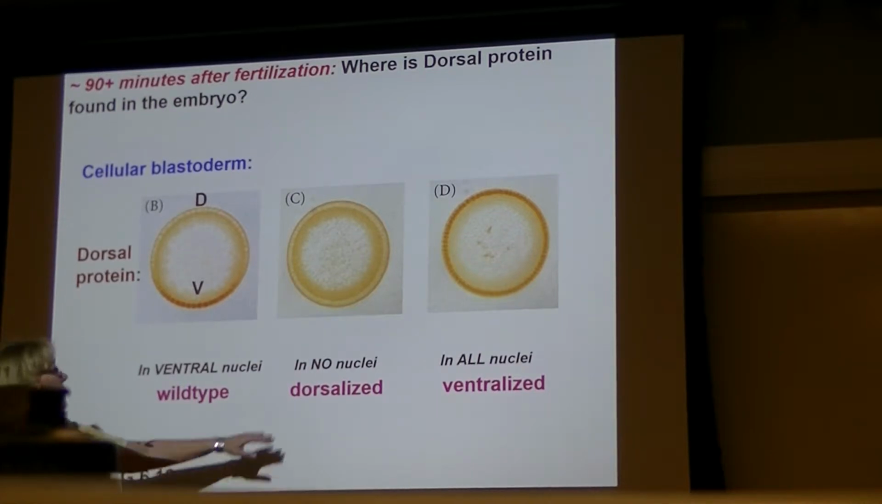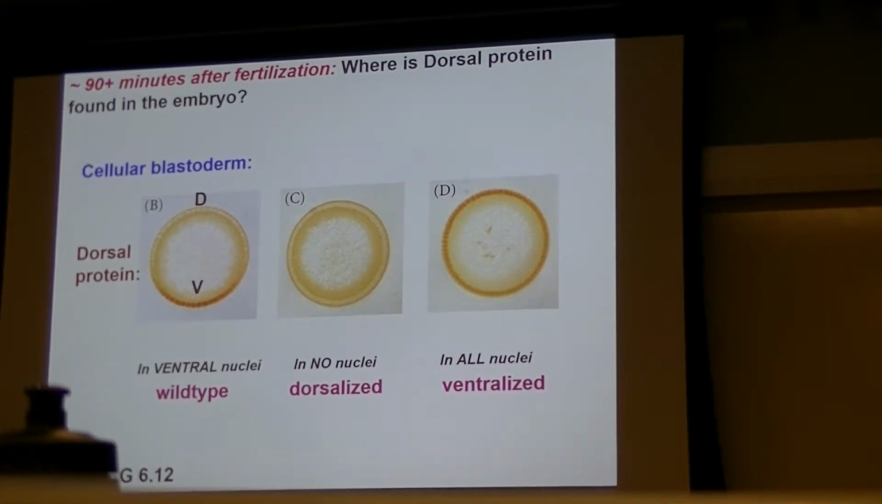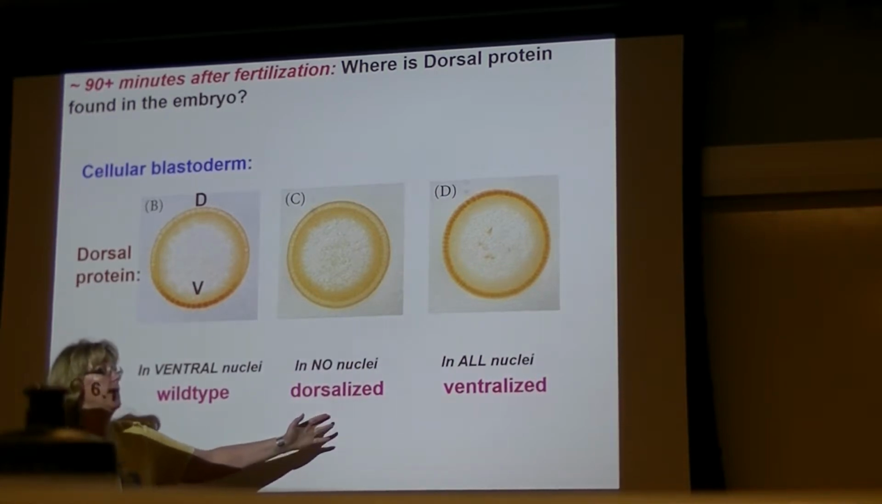And here is a dorsalized mutant case. So this could be an actual dorsal gene mutant embryo here with no dorsal protein at all. And in that case, the phenotype means that there's no ventral face.